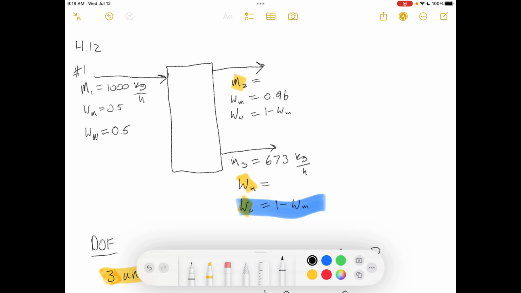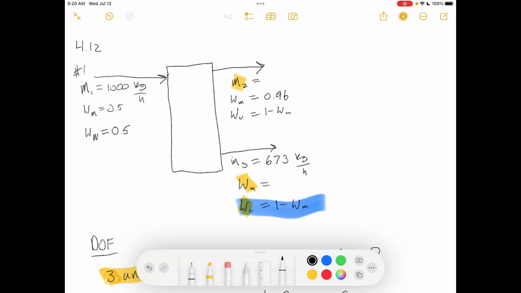Today we're working out of Elementary Principles of Chemical Processes, 3rd edition, and we're doing problem number 4.12. 1,000 kilograms per hour of a mixture containing equal parts by mass of methanol and water is distilled. Product streams leave the top and the bottom of the distillation column. The flow rate of the bottom stream is measured and found to be 673 kilograms per hour, and the overhead stream is analyzed and found to contain 96 weight percent methanol. Part A, draw and label a flowchart of the process and do a degree of freedom analysis.